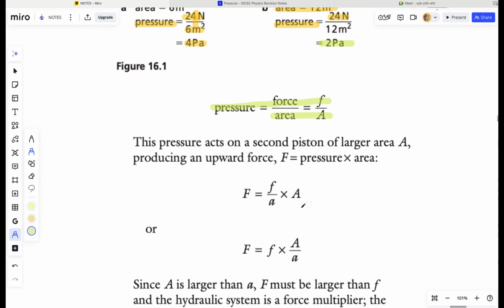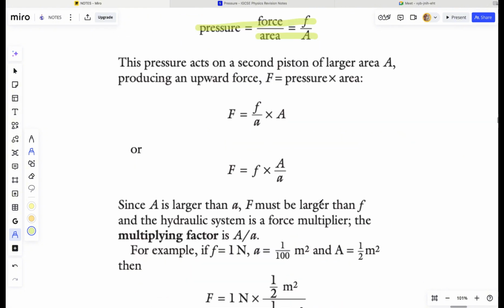Pressure is force over area, and force can be derived. You can derive this one, because force is pressure times area. Force is PA, that's Pascal times area. That's for force. I say Pascal, pressure, the unit is the same anyway. The unit of pressure is Pascal. So force is pressure times area.